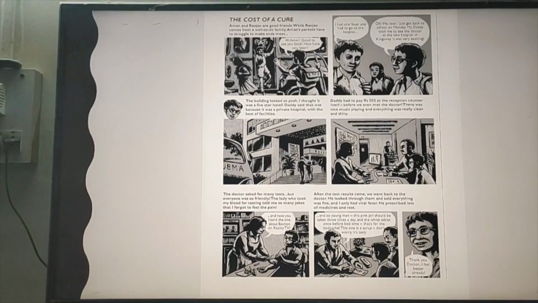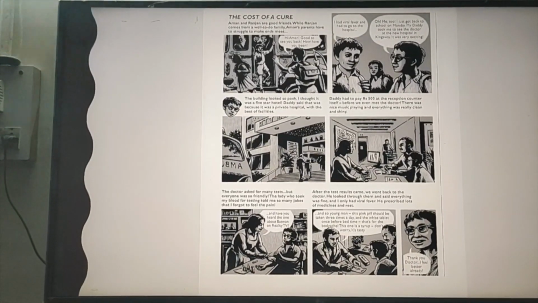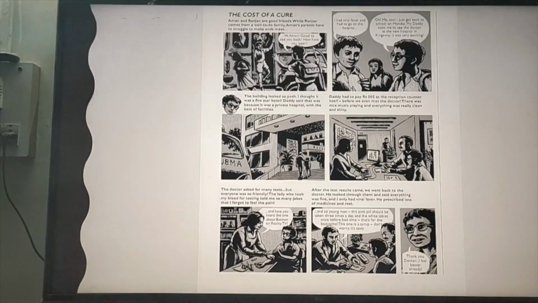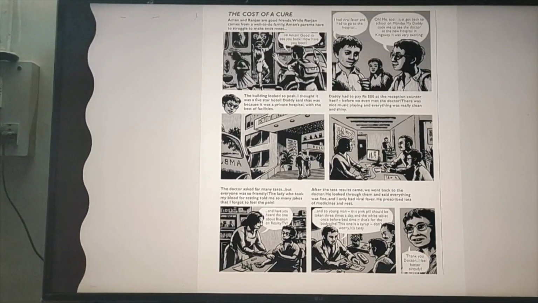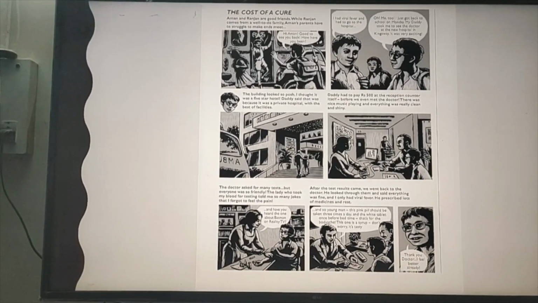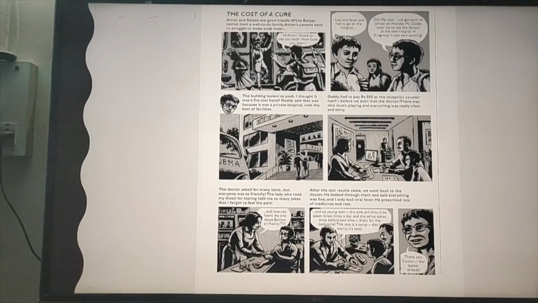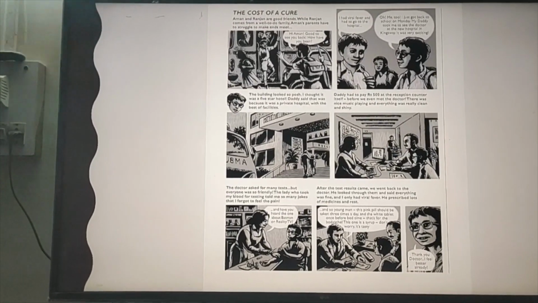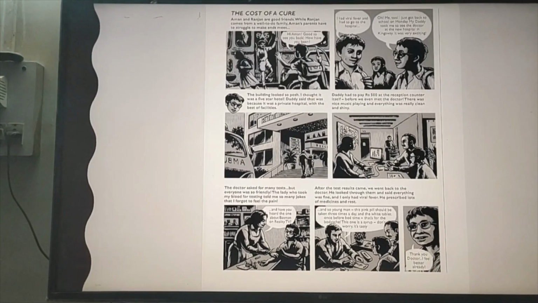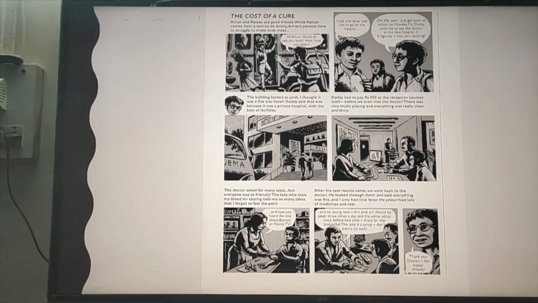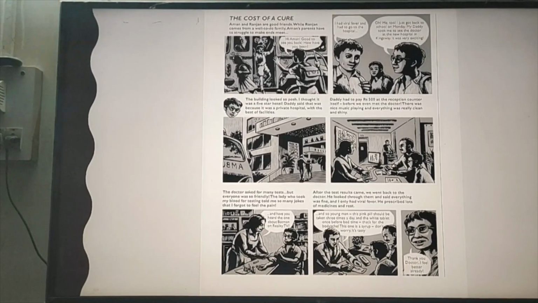The doctor asked for many tests, but everyone was so friendly. The lady who took my blood for testing told me so many jokes that I forgot to feel the pain. After the test results came, we went back to the doctor. He looked through them and said everything was fine and I only had viral fever. He prescribed lots of medicines and rest.